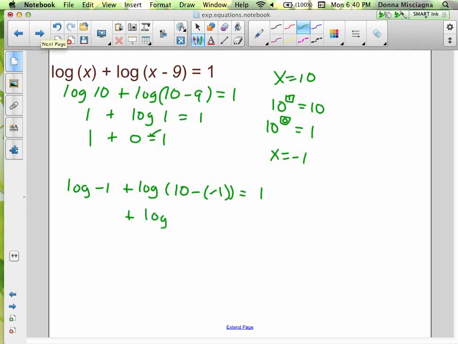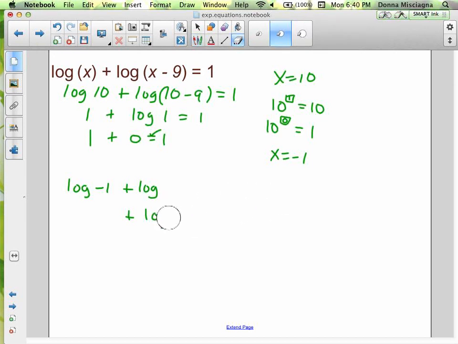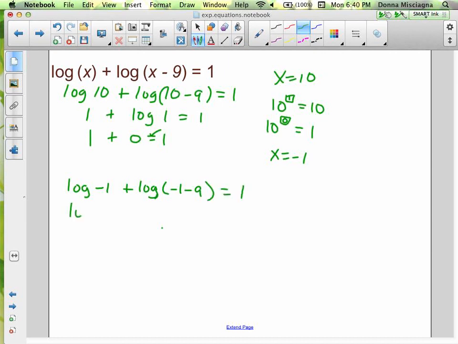Oops, I plugged in the wrong number. I'm looking at where I plugged in the 10. I need to look up above there. So log -1 minus 9 equals 1. All right, so now let's simplify. I'm not going to do anything but simplify that. Plus log -10 equals 1. Now do not condense.